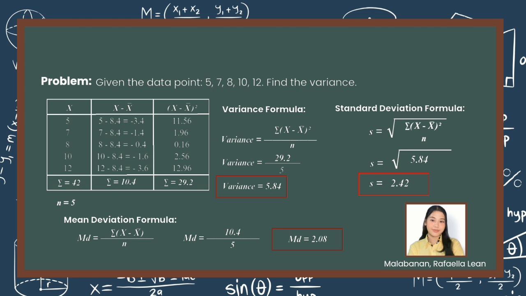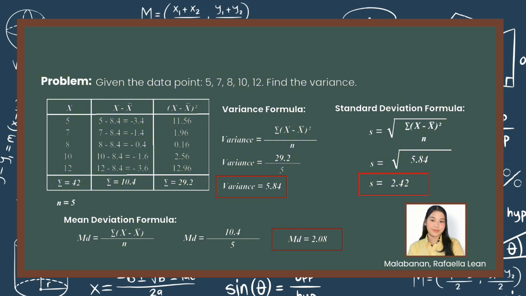Next is getting the mean deviation, which tells us, on average, how far each value is from the mean. It's the average of the absolute difference between each data point and the mean. The formula is mean deviation is equal to the summation of the absolute value of x minus mean divided by n. The x, or the scores, are the given data set, which are 5, 7, 8, 10, and 12.